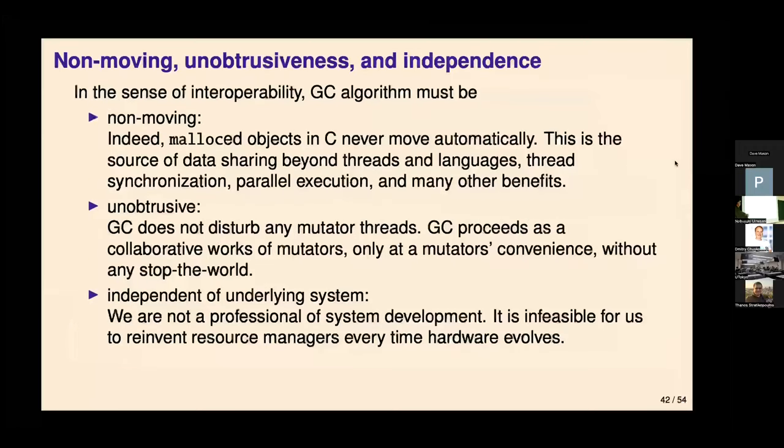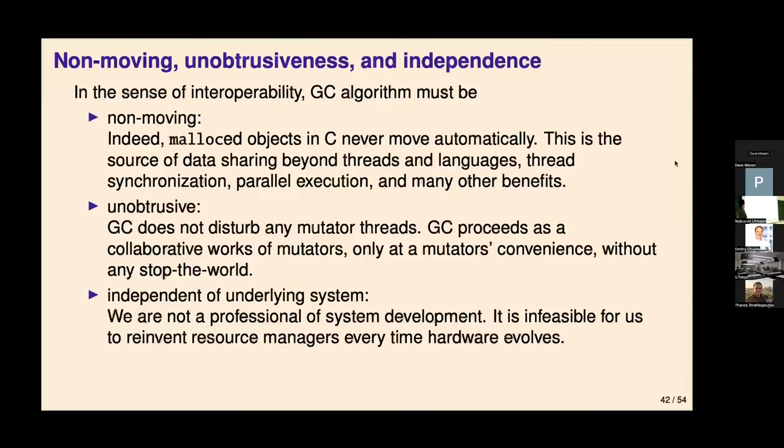So in this sense, this algorithm must have the following three properties. First one is non-moving: indeed, a memory object, as in C, is never moved by itself. This is a source of a lot of benefits, like data sharing, address equality, parallel execution, and many others.